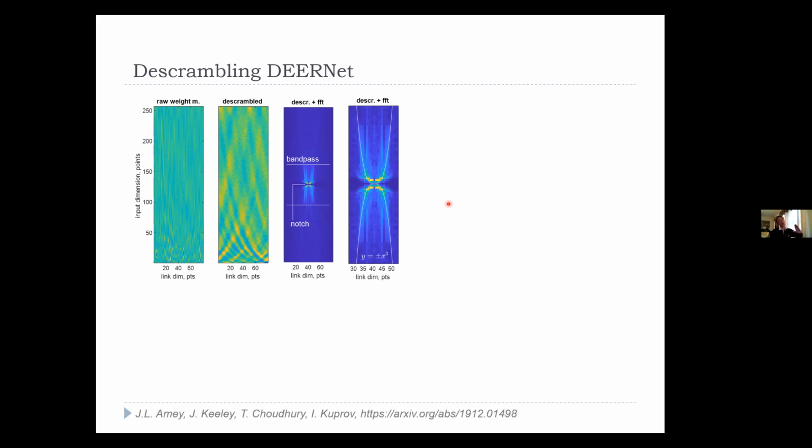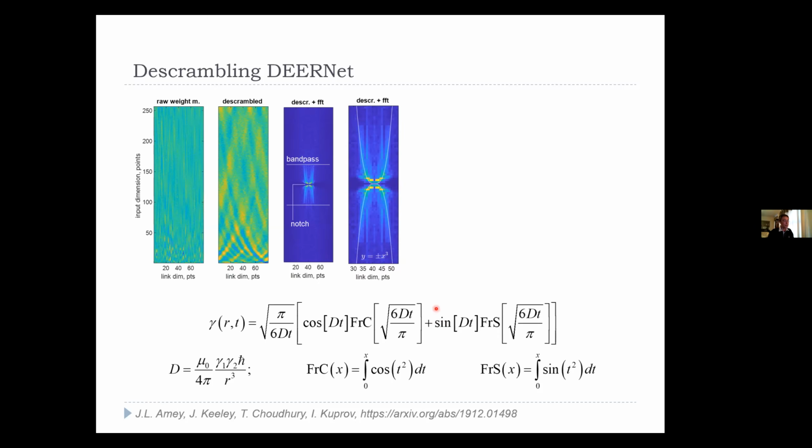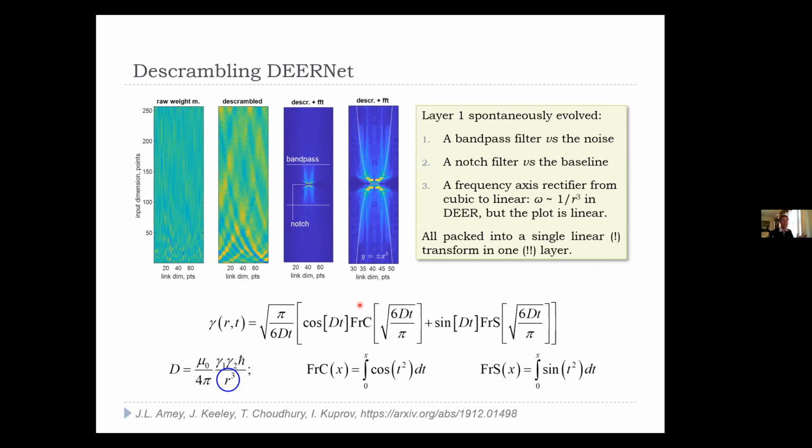But why would it want to non-linearly rearrange the frequencies, where this non-linear rearrangement is almost a perfect cubic curve? Well, it turns out that's because the dipolar coupling, which then determines the distance, is a cubic function of that distance. So it's what's called a frequency rectifier. It takes cubically arranged frequencies and rearranges them in a linear way. Now, that is a single layer. We didn't ask it to do it. It evolved it spontaneously. The only thing we did was to find a mathematical transformation that makes this humanly readable.